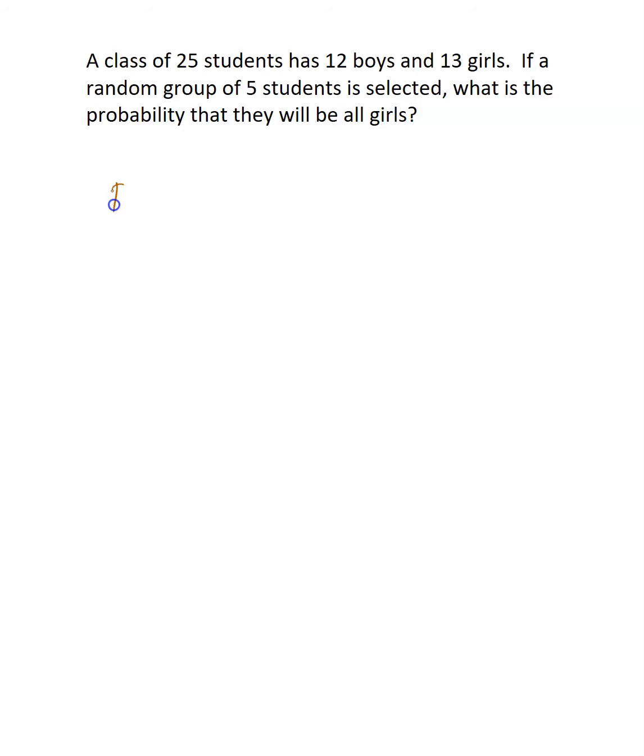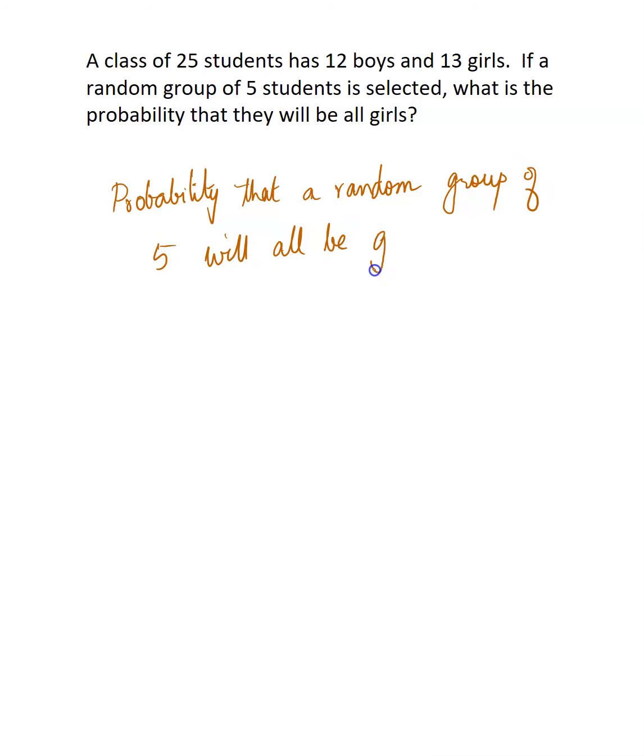I'd like to set up my probability that a random group of 5 will all be girls. That's what I need to find, right? What's the probability that a random group of 5 will all be girls? So I want to write the formula for that. Remember, that's the number of ways we can select 5 who are all girls.